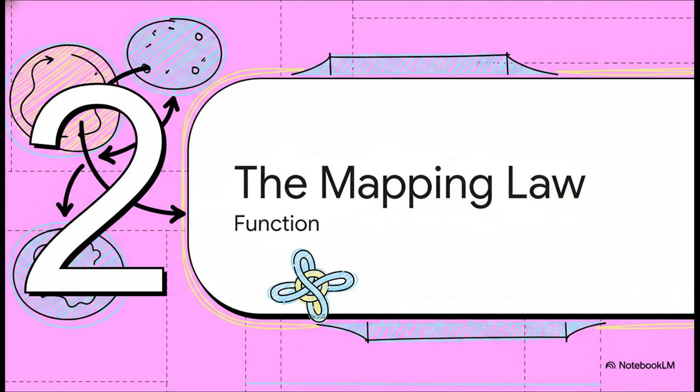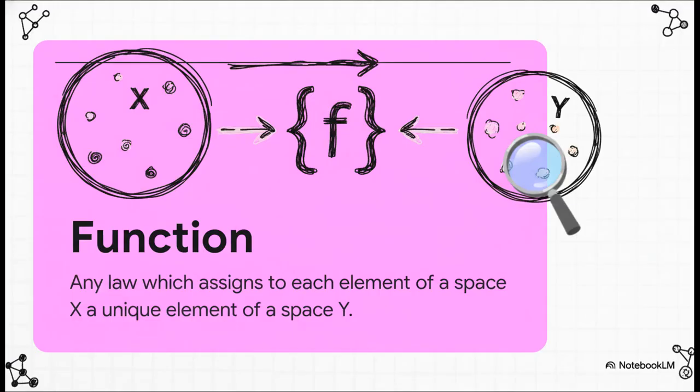And in math, whenever we talk about a rule that connects one thing to another, we are talking about one of the most fundamental concepts there is, the function. Okay, let's get into it. Here is the formal definition, straight out of Whyburn's book. A function is really just a law, a rule. It takes every single element in our starting space, which we're calling x, and it assigns it to exactly one unique element over in our destination space, y.